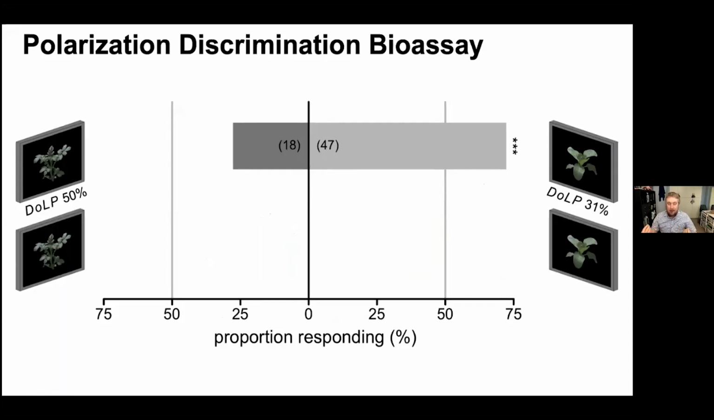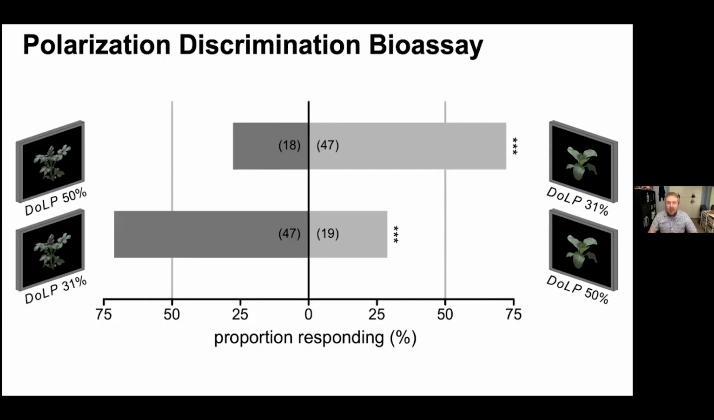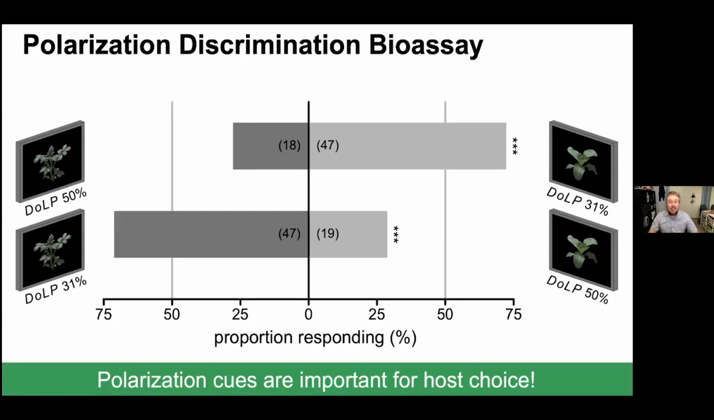But the nice thing about our monitor setup is we could then decouple all the polarized light cues from all other visual cues by reversing the DOLP between the images. If DOLP is important, we would then expect the preference to shift towards potato. And astonishingly, we found that the preference was completely reversed, with the butterflies being as attracted to the potato image with the lower DOLP as they were to the cabbage image at that same DOLP. This suggested that, at least in the context of the experiment, DOLP was more important than color, shape, or intensity.